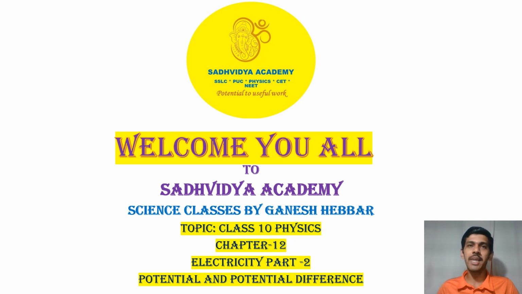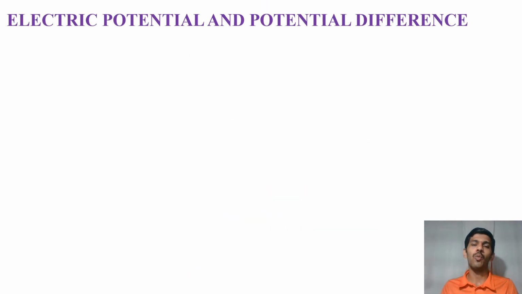So today's topic is Class 10 Physics Chapter 12, Electricity Part 2. In this particular Part 2, we are going to discuss potential and potential difference. So what is meant by electric potential and potential difference?